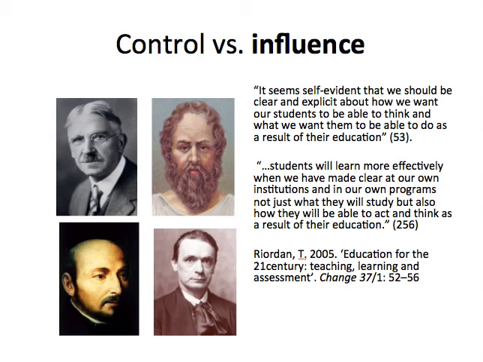If we now just flip to the other side, to influence, what we notice is that great educators have always been very explicit about what they're trying to achieve through the kinds of educational systems they endorse. The pictures here are John Dewey, Socrates, Ignatius Loyola, and Rudolf Steiner, all of whom developed very explicit, very important approaches to education.